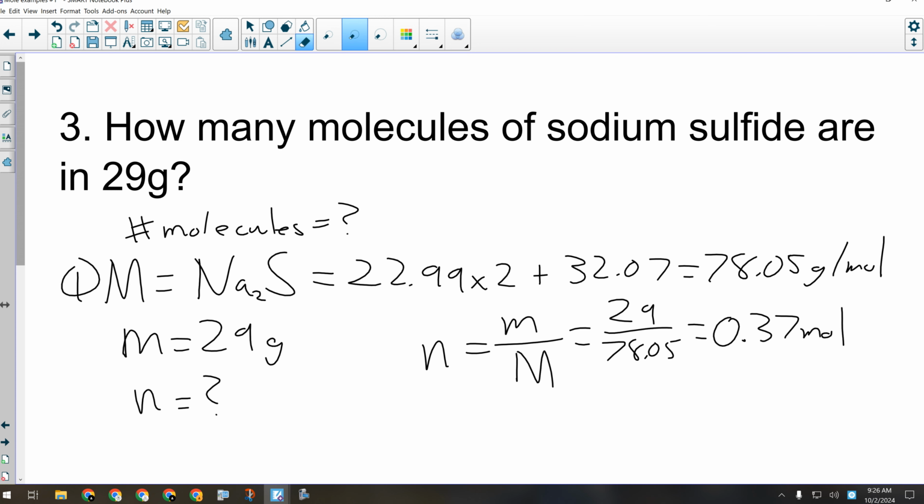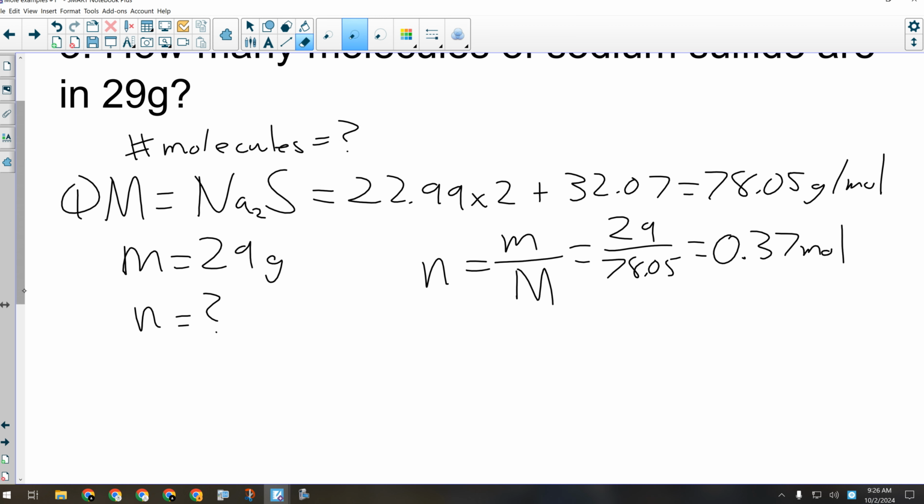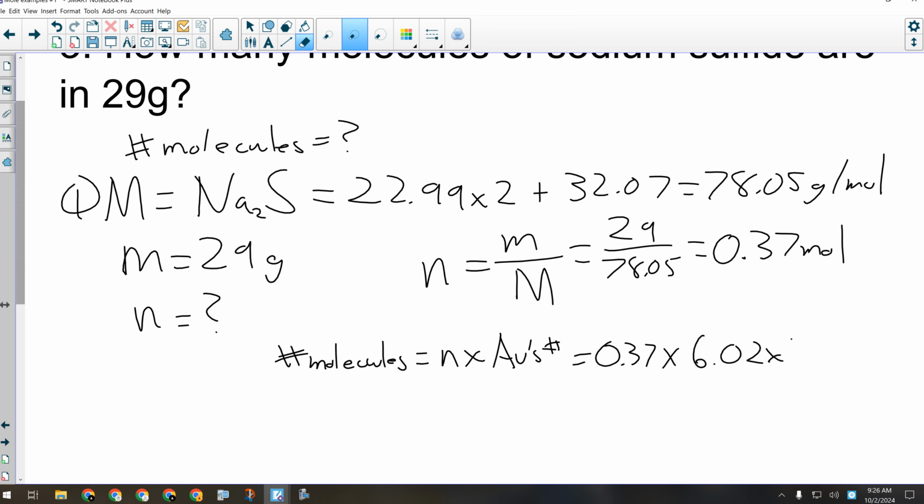Multiply by Avogadro's number. So number of molecules equals N times Avogadro's number. That's going to be 0.37 with all the decimals from my calculator, multiplied by 6.02 times 10 to the 23. Remember that this is moles and this is molecules per mole. When I multiply those together, what happens to the moles? They go away and I'm left with molecules.